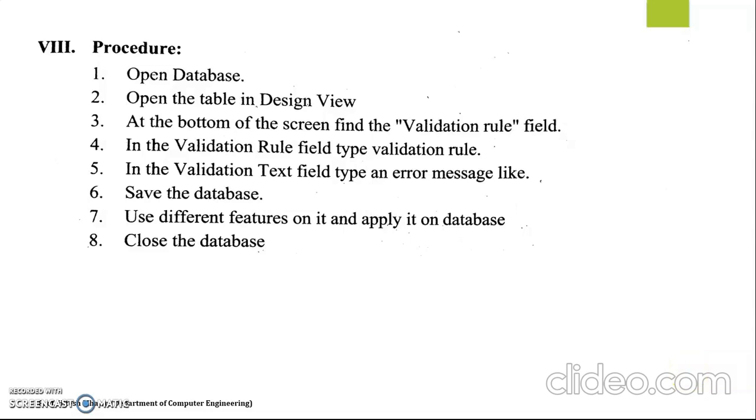First, open the database, then open the table in design view. At the bottom of the screen, find the validation rule field. In the validation rule field, type the validation rule. In the validation text field, type an error message. Save the database, use different features on it and apply it on the database, and close the database.